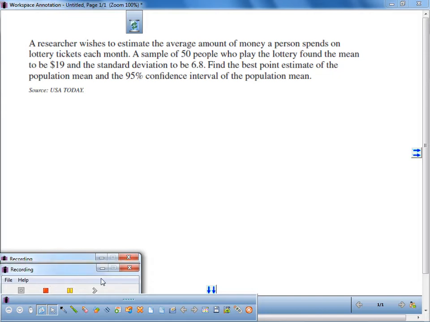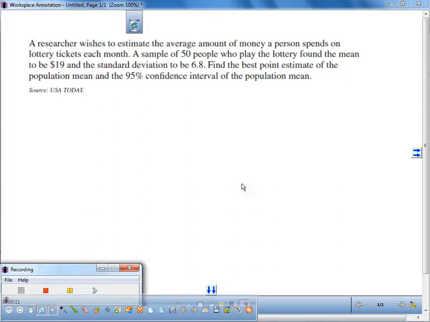Here we're looking at finding confidence intervals. Now with this, let's look at what we have, so we know which formulas we can use. A researcher wishes to estimate the average amount of money a person spends on lottery tickets each month.